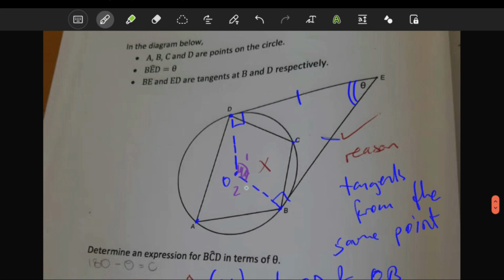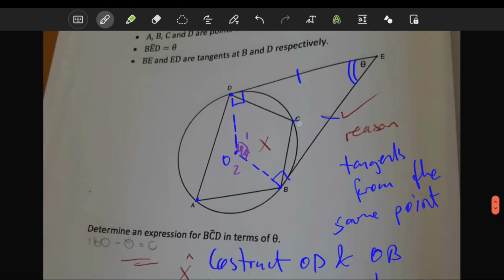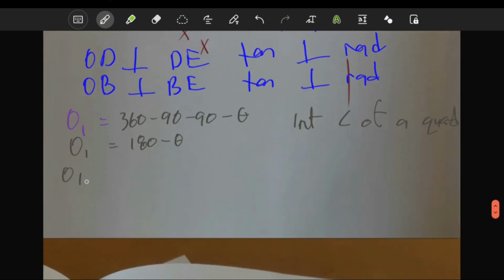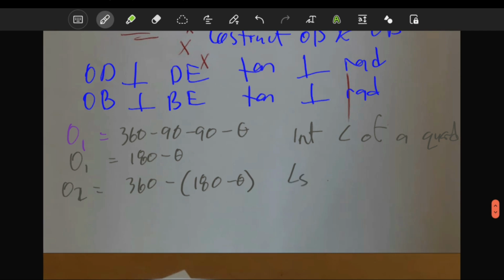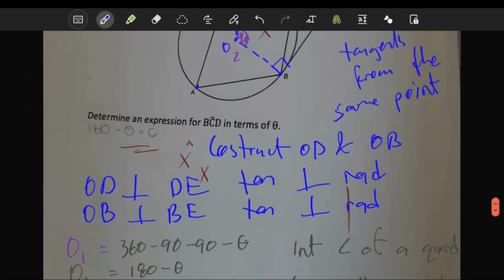Now, we know that to get an expression for BCD, we can use O2, because O2 is double BCD. So let's get O2 first. O2 is going to be equal to 360 minus this thing here, because of angles around a point. So these angles around a point, let's see what they can do for us.